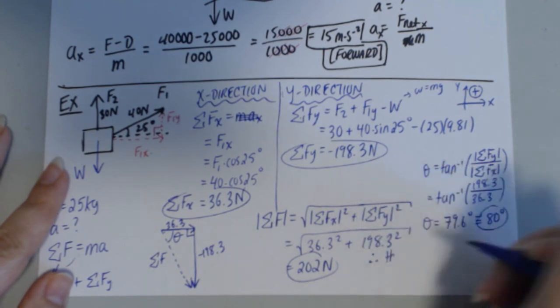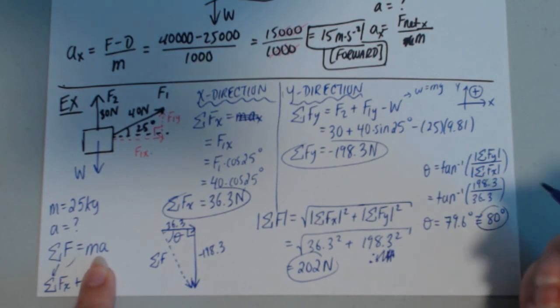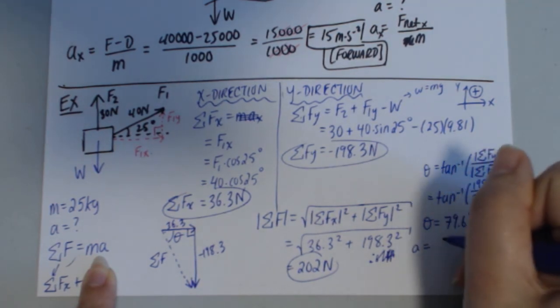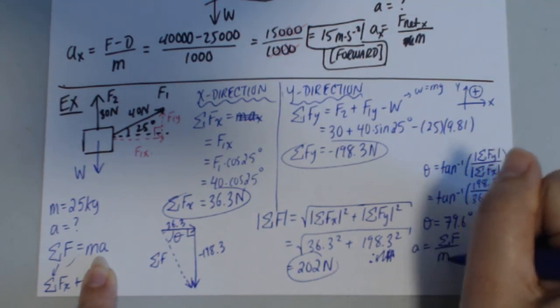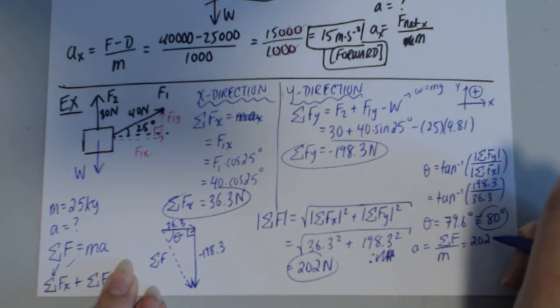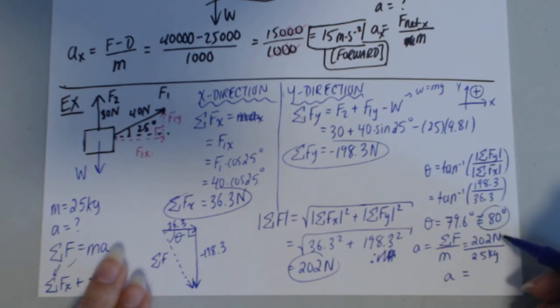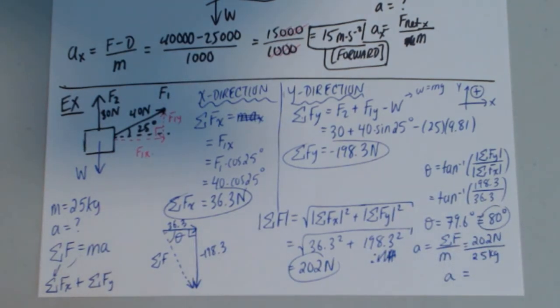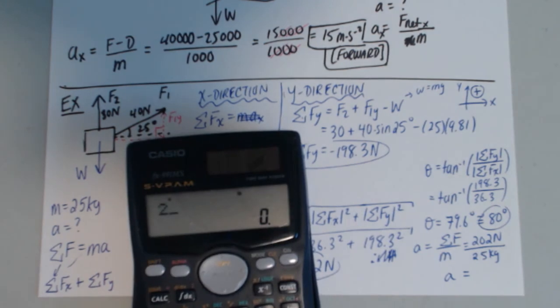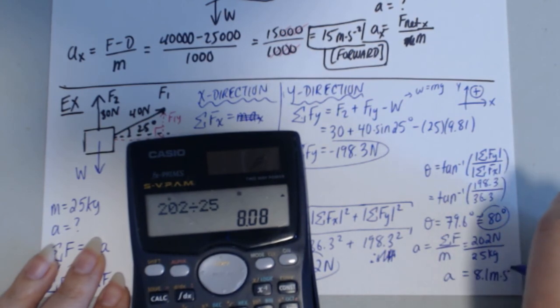Therefore, oh, I've got to find acceleration, don't I? Okay, easy. Acceleration is the sum of the forces divided by mass. We're just rearranging this formula right here. So that's going to be 202 newtons divided by 25 kilograms. Notice if I solve it like this, the units for acceleration are going to come out to be newtons per kilogram. And we saw in the last video that that is also an acceptable unit for acceleration, just as is meters per second squared. So acceleration, let's just call that 8.1 meters per second squared.